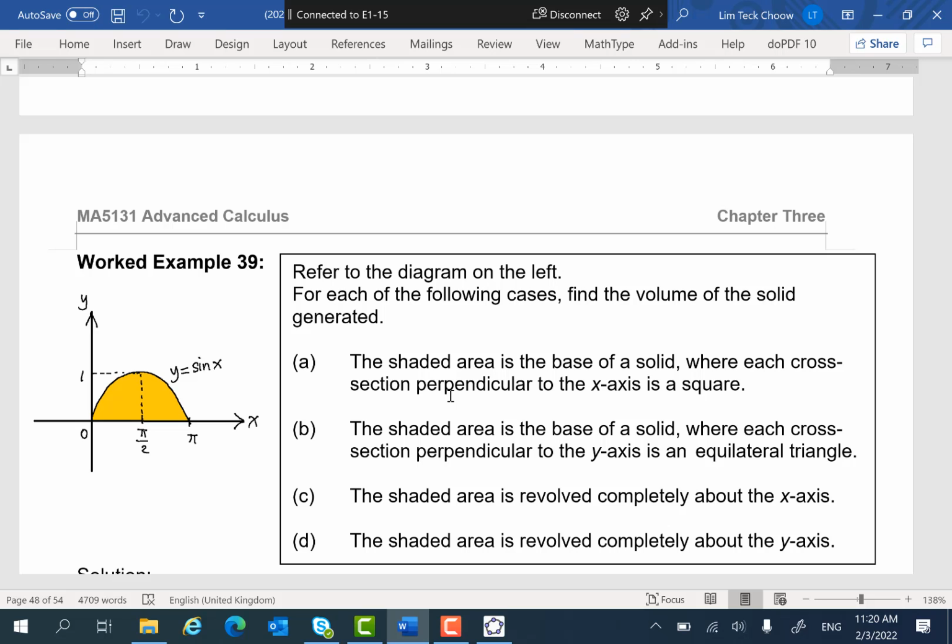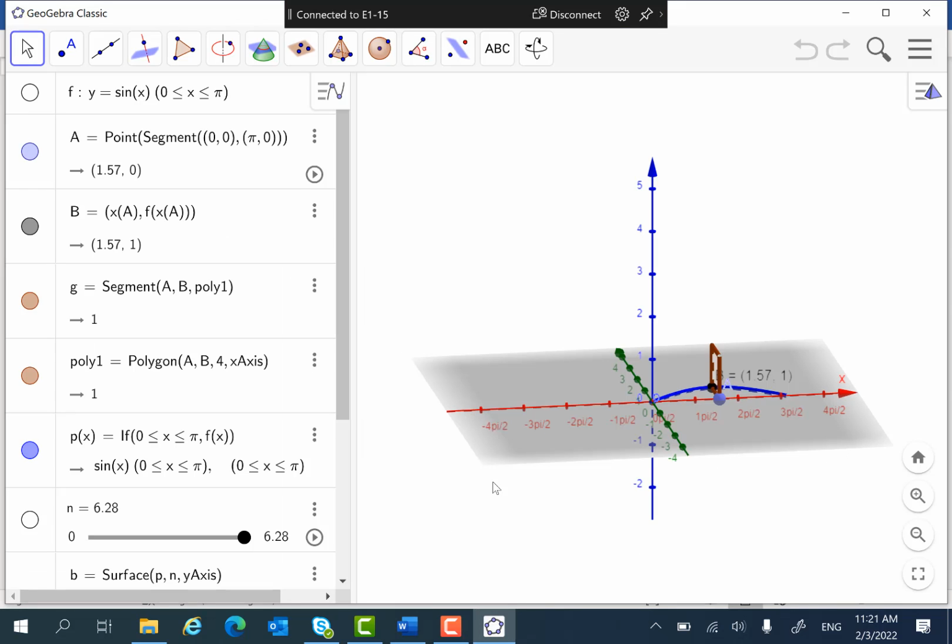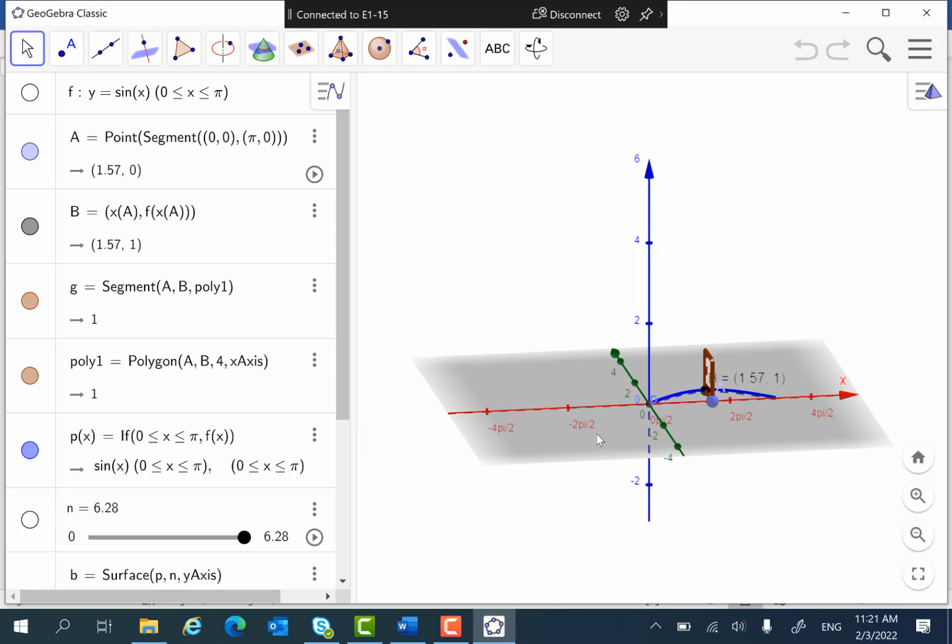Okay. I'm going to do a demo, and I hope I can do it right. It's not done by me. It's done by another teacher.